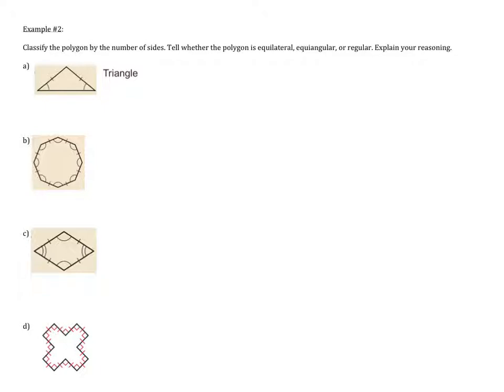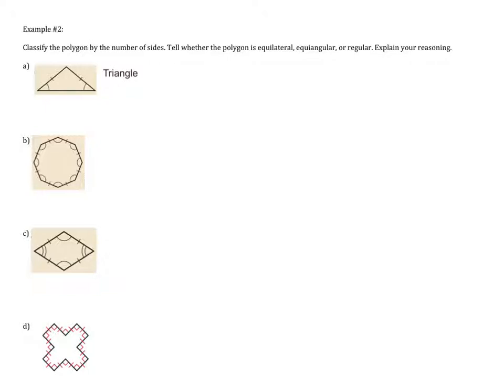Part B. First, let's just count up the number of sides. We have 1, 2, 3, 4, 5, 6, 7, 8 sides. So we know it's going to be an octagon. And then I notice all of these tick marks. Each side is marked with the same tick mark, meaning that all sides are congruent. I also notice that each angle is marked as congruent to each angle, so therefore it's equiangular.